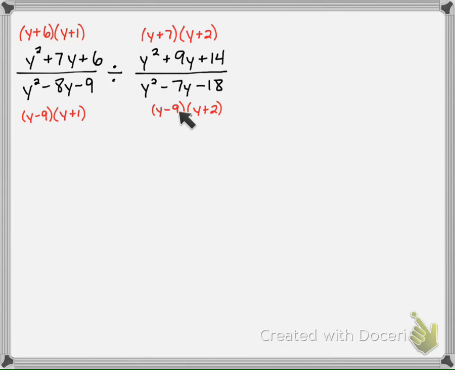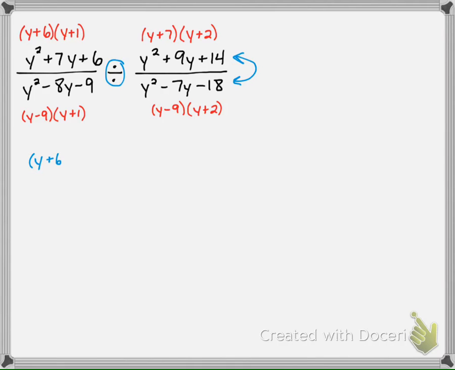Now, since I've got all my factors, I know that I need to divide these expressions. In order to divide rational expressions, that's when I do the keep, change, flip, or multiply by the inverse. So I'm going to keep this first rational expression the same. I'm going to change this to multiplication, and I'm going to flip the second rational expression, meaning the numerator becomes the denominator, and the denominator becomes the numerator.